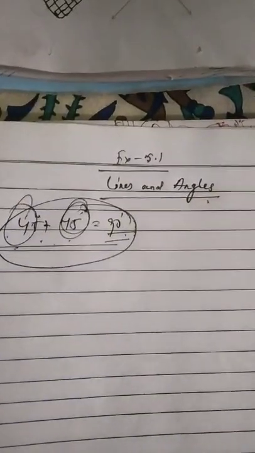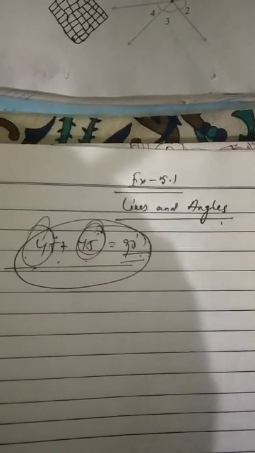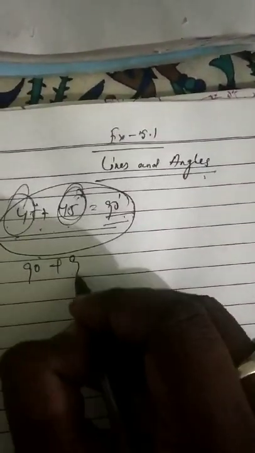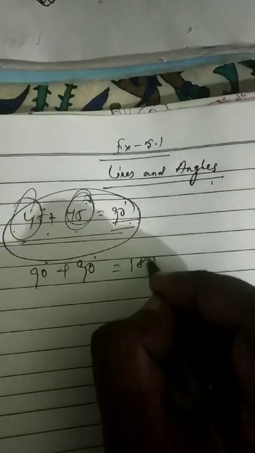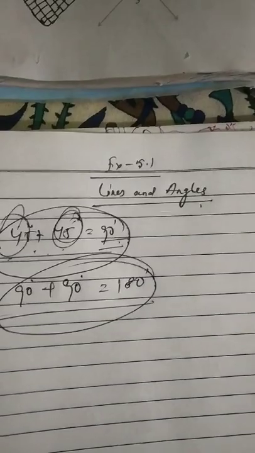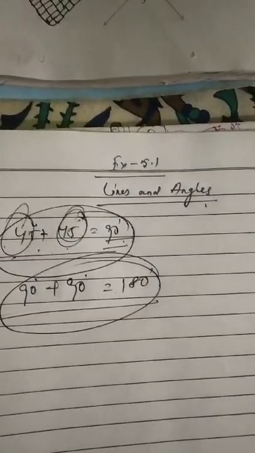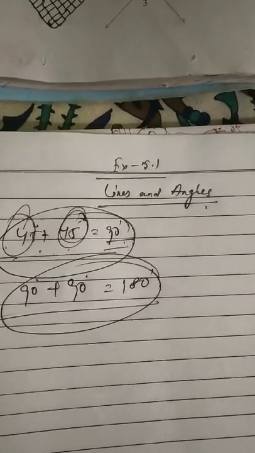A similar question is given in question number 5. Find the angle which is equal to its supplement. A pair of angles, their sum results in 180 degrees, and they must be equal to each other. Answer is 90 degrees, because 90 degrees plus 90 degrees results in 180 degrees, and these two angles are equal to their supplements. Okay, so here they are supplements of each other.